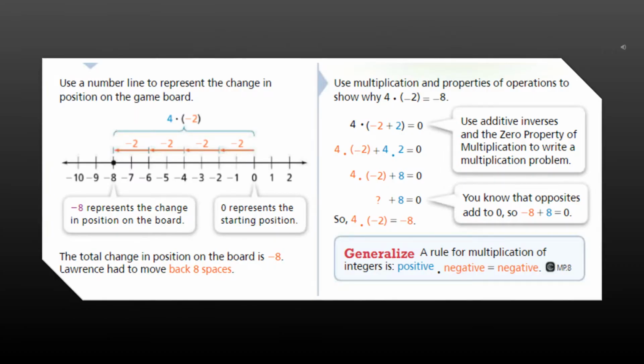We can use a number line to represent the change in position on the game board. 0 represents the starting position, and -8 represents the change in position on the board, because Lawrence needs to move back 2 spaces 4 times. So you need to go back 2 spaces each time, starting with 0. So you get -8. You go back 8 spaces. One important rule to remember here is that when we multiply two integers, positive times negative equals negative.